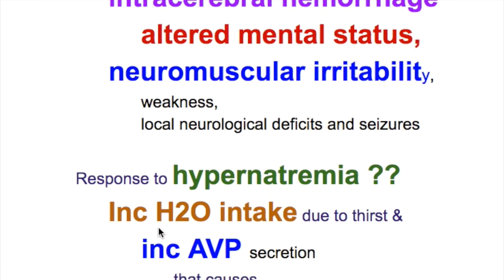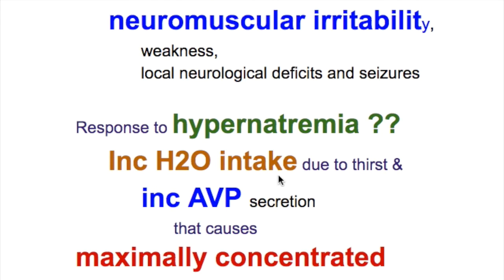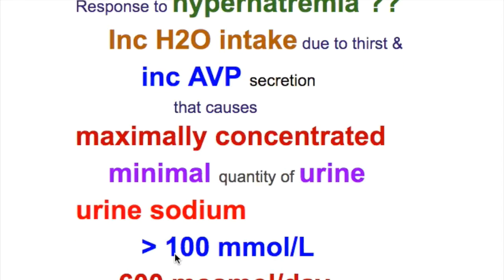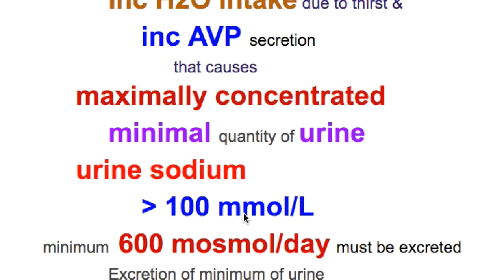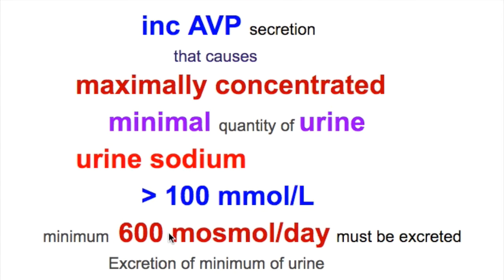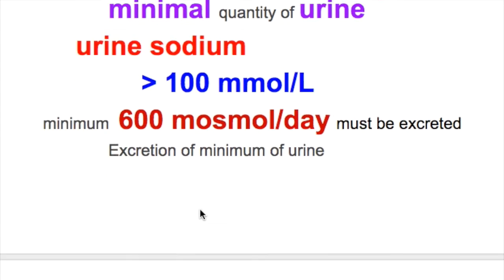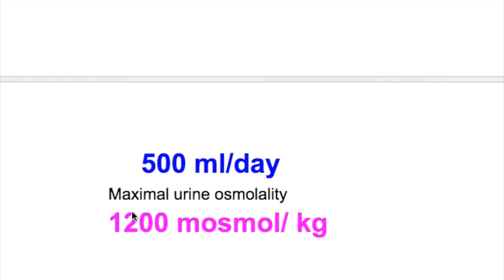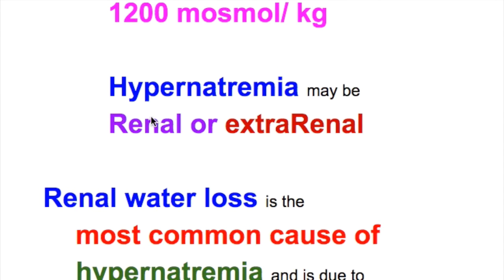So what's the response to hypernatremia? Increased intake of water due to increased production of vasopressin, and a maximally concentrated minimal quantity of urine. The urine sodium is more than 100 millimoles per liter. A minimum of 600 milliosmoles per day must be excreted, and this can be done with excretion of a minimum of 500 milliliters of urine per day. The maximal urine osmolality can reach up to 1200 milliosmoles per kg.